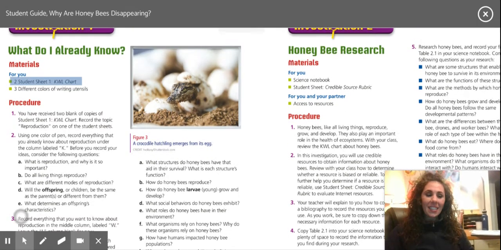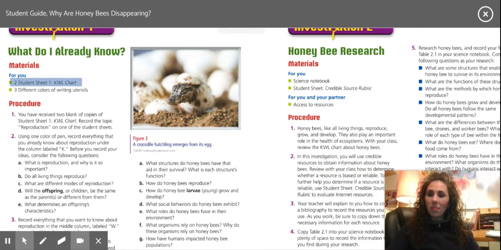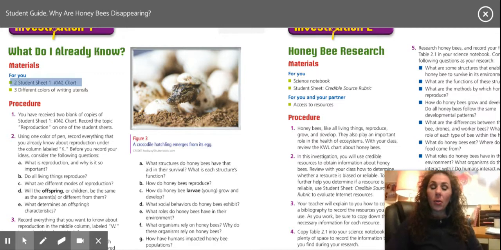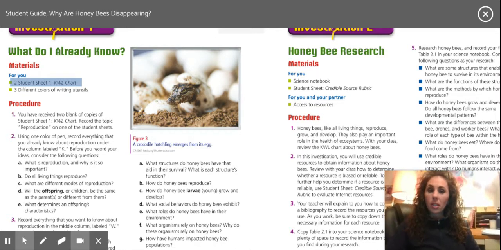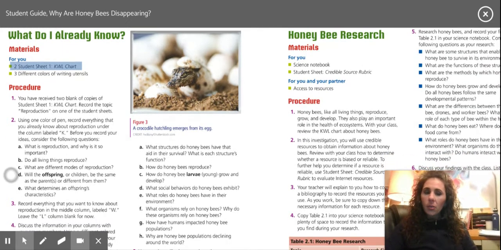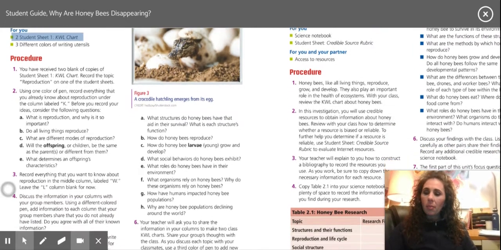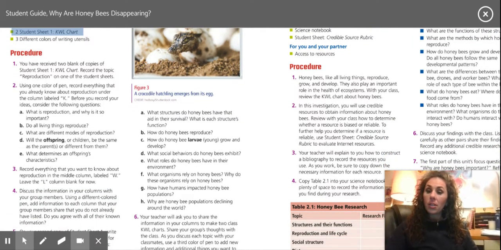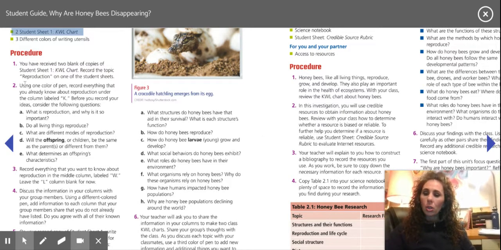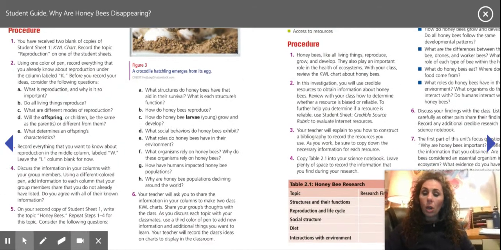Our first investigation, you're going to be exploring what you already know about our topic of honeybees. So you're going to get two KWLs that have been put into the Google slideshow. They are the next two slides that you find. And I want you to be using these questions that you'll see here on number 2 to brainstorm to complete the what you know and wonder about.